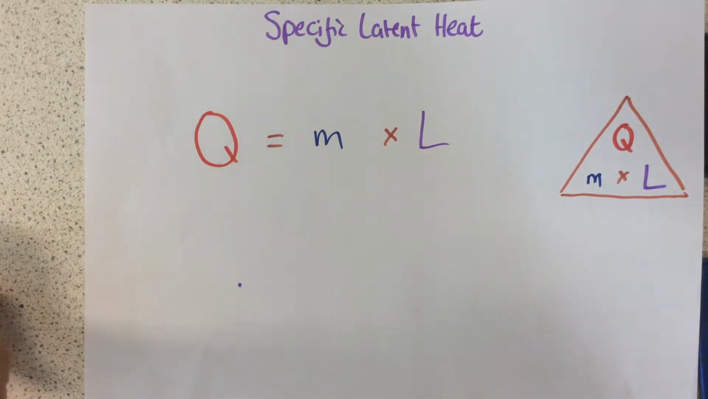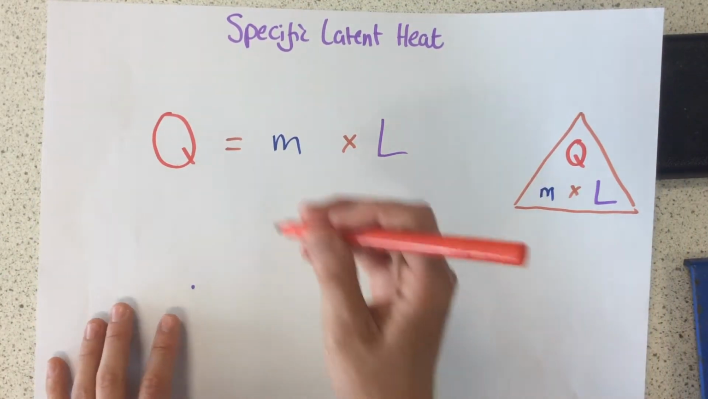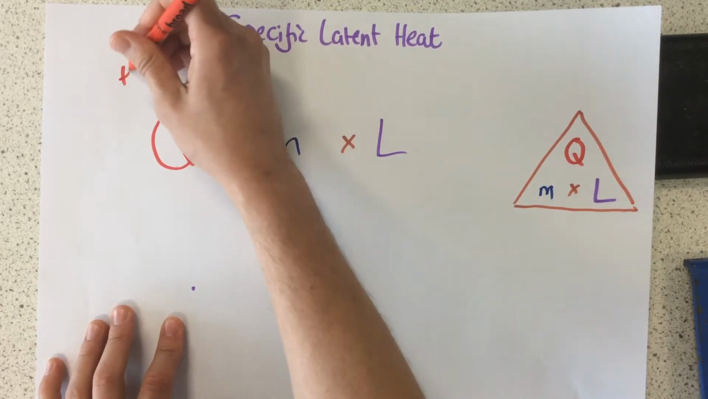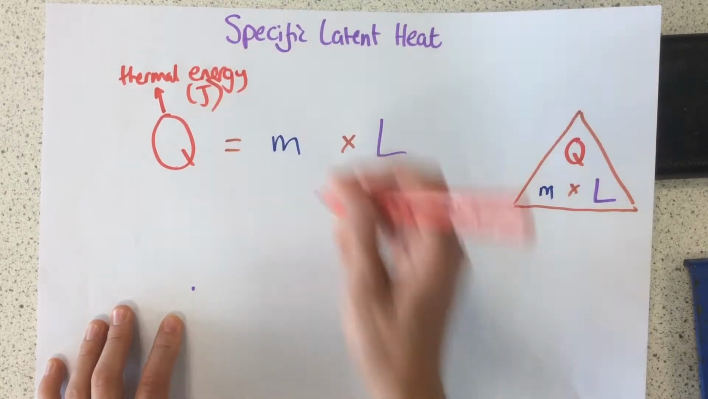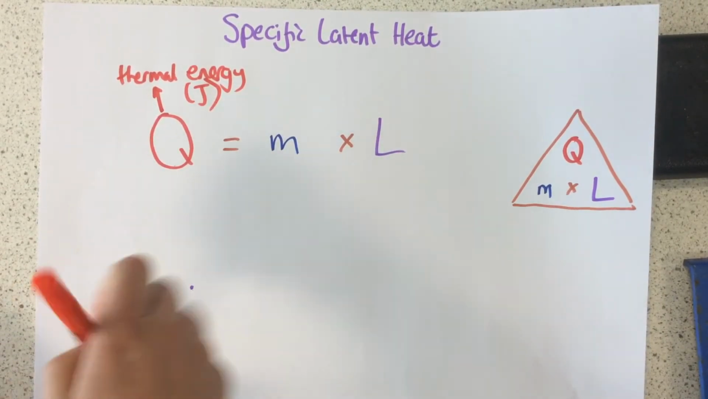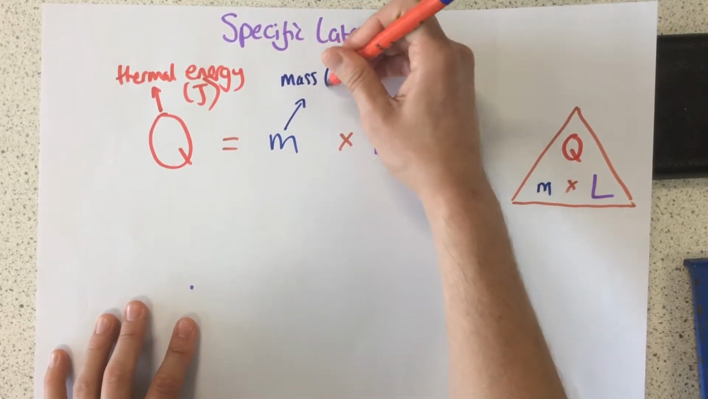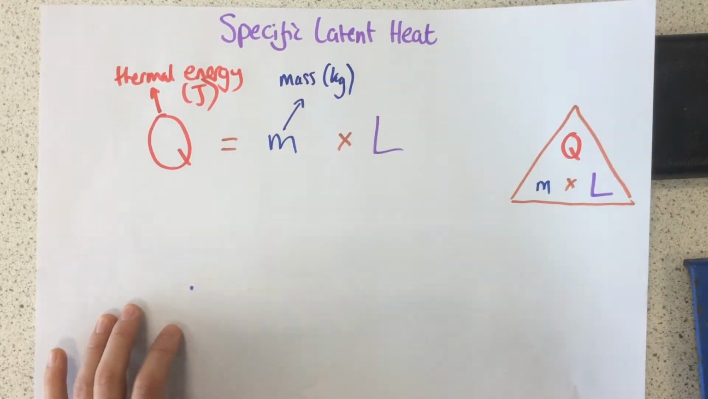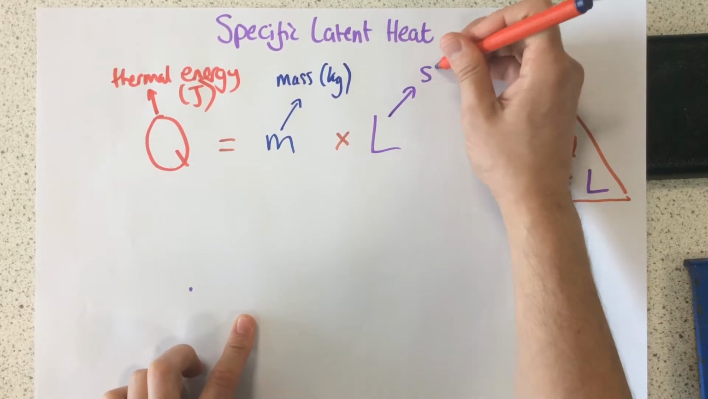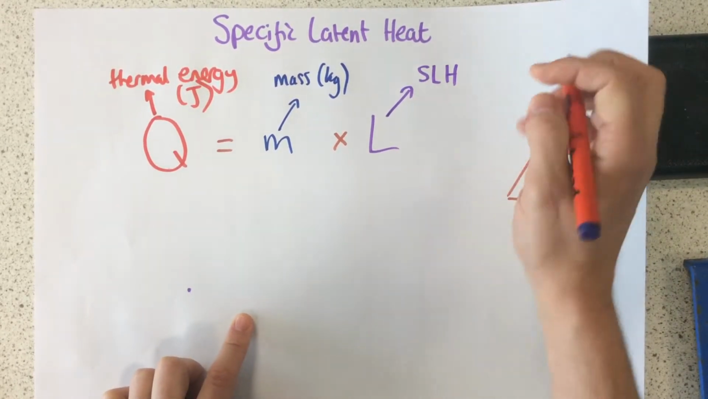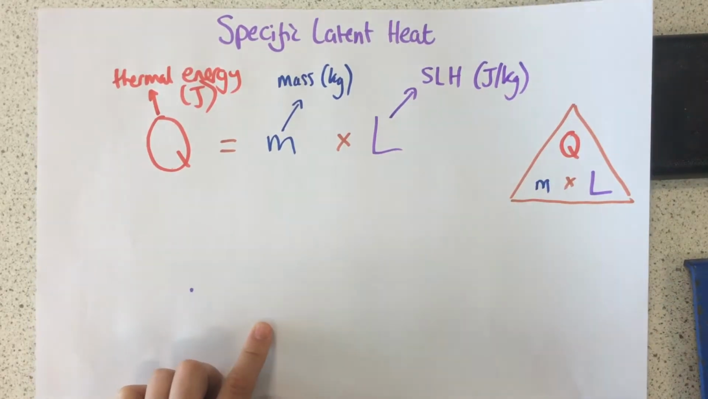So here it is right here. Q equals M times L. And here's an equation triangle that shows that as well. So Q stands for thermal energy. So this is the thermal energy that would be put in order to change state. The M is simply the mass of the liquid that we're changing, which is measured in kilograms. And finally, L stands for specific latent heat. And the unit for specific latent heat is joules per kilogram.